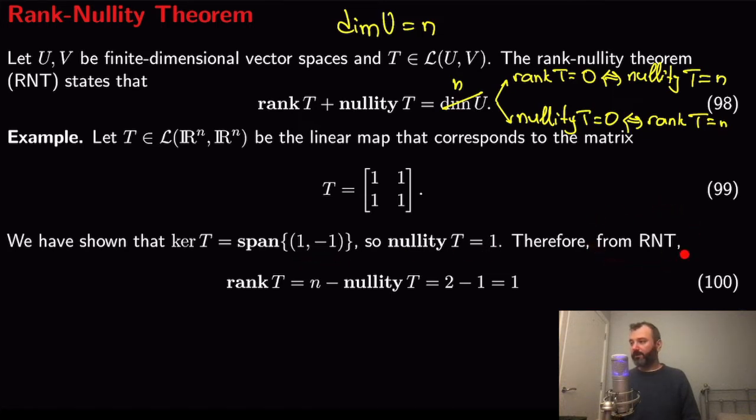So from the rank-nullity theorem, the rank of T is equal to N minus the nullity. 2 minus the nullity is 1, which is equal to 1. So I know how big the kernel is. The kernel has a dimension of 1. Now I know, using the rank-nullity theorem, how big the range is. I know that the rank is equal to 1.